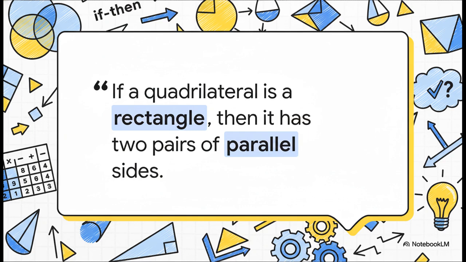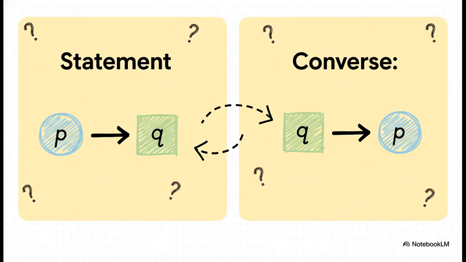If a quadrilateral is a rectangle, then it has two pairs of parallel sides. P implies Q. No arguments there. That is a solid, true statement. Now here's the mistake pretty much everyone makes.